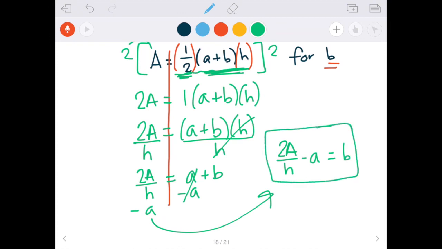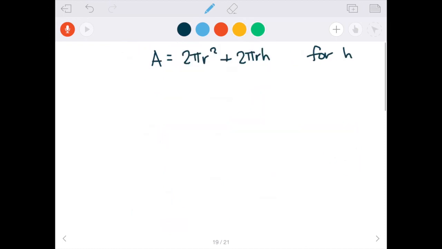This was probably the most confusing one that I saw you guys have to tackle, and I think it goes back to this 1/2 up here. Hopefully you won't see one that difficult as we go forward. Here we're going to solve, some of you may recognize the surface area of a cylinder formula. We're going to solve this one for h. So here's the h right here.